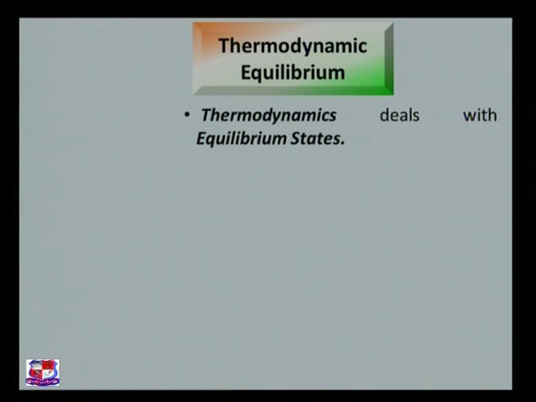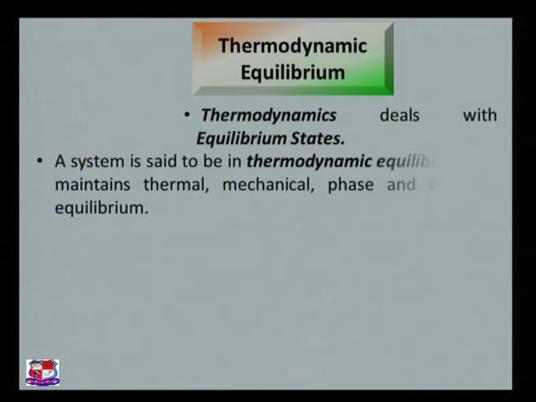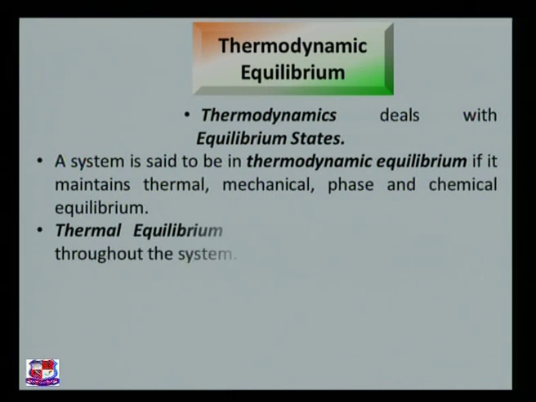Thermodynamics deals with equilibrium states. A system is said to be in thermodynamic equilibrium if it maintains thermal, mechanical, phase and chemical equilibrium. Thermal equilibrium means that the temperature is the same throughout the system. The same temperature is there at every point. It means that there is thermal equilibrium.